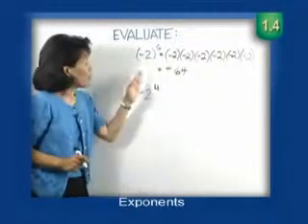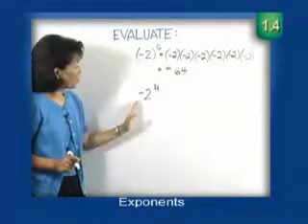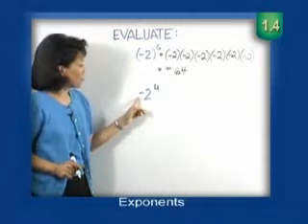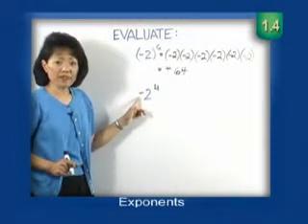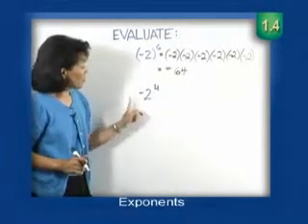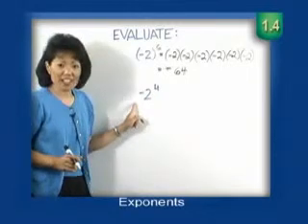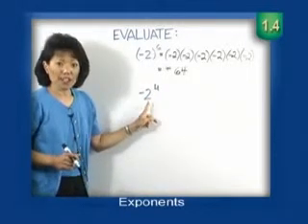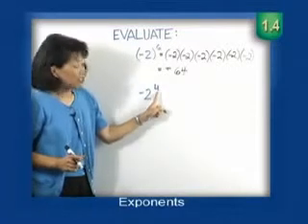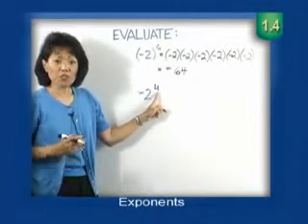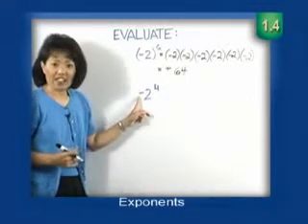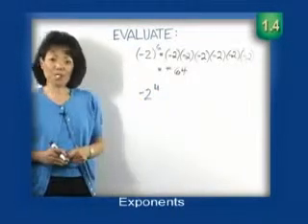Now let's see how we can contrast this with our second problem. Notice again, there are no parentheses in the second example. So what does this mean? Without parentheses around the negative 2, it tells us that the base is simply 2. So we have 2 raised to the 4th power, which means 2 times itself 4 times with the negative out front. Let's write it down to see what it looks like.